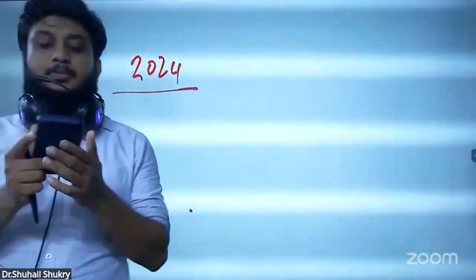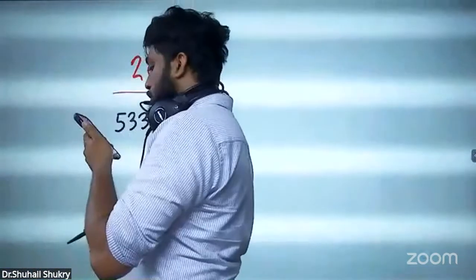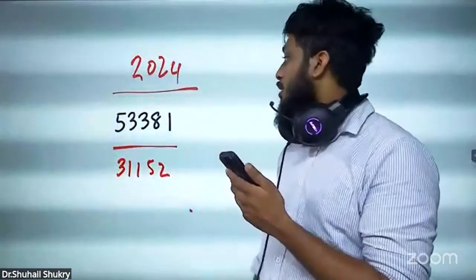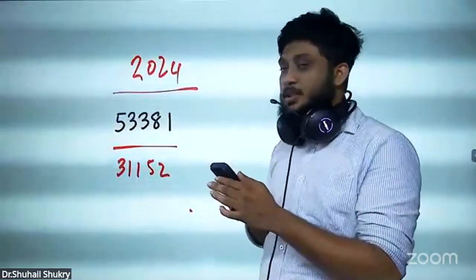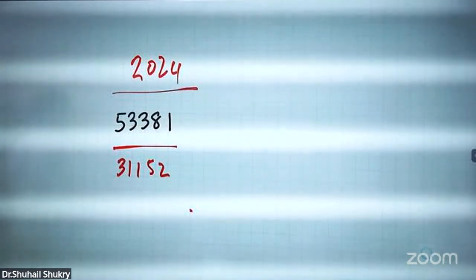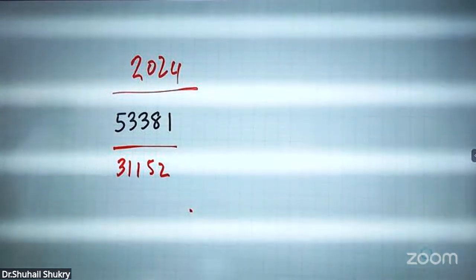Okay, this is the number. The students who have done biological science number 53,381, right? Out of this, the number of students who have passed biological science is 31,152. It means 22,000 students failed biology, right? This is a sheet given by the University Grants Commission.